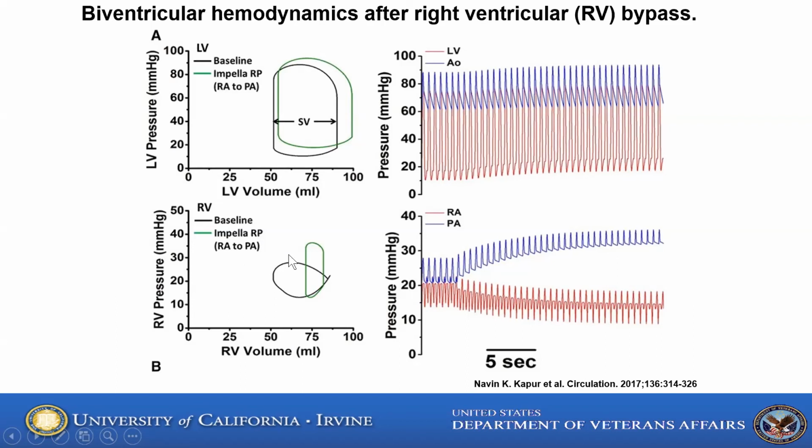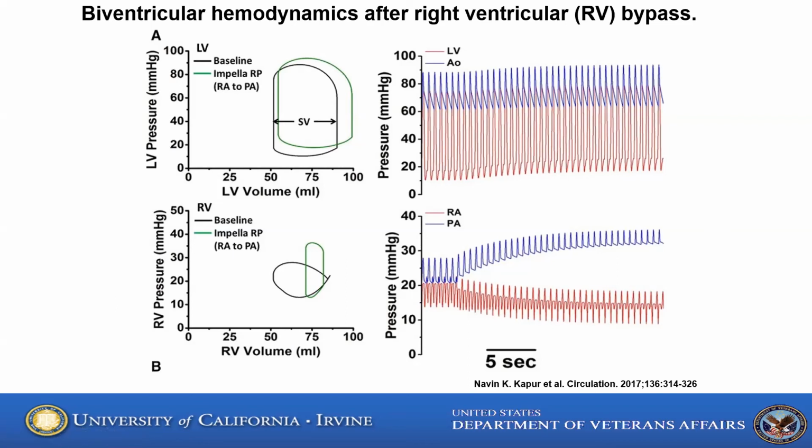And when you implement Impella, that is RA to PA, you create this vertical and upright rectangular pressure volume loop. And at the same time, you increase PA pressure and decrease RA pressure. So it is effective hemodynamically, and it is effective clinically.